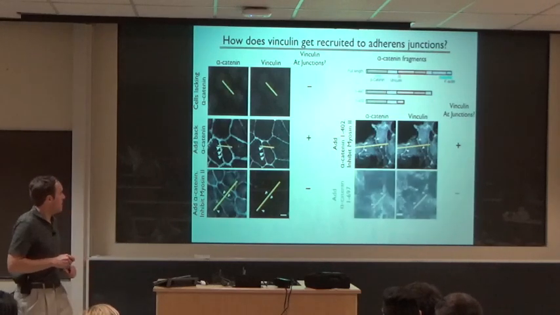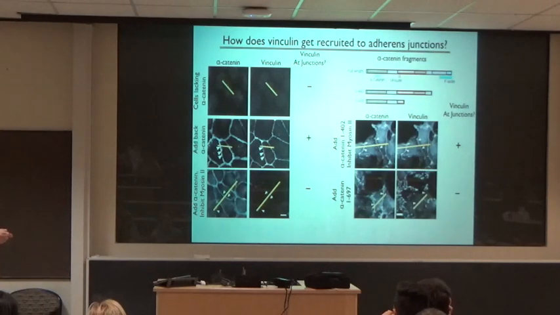The second experiment is to express this longer construct. So now we're going to express this whole piece, and this is hard to see because this construct makes the cells a little bit sick, and they look kind of blobby and weird, but the result is that this larger fragment of alpha-catenin cannot recruit vinculin to the junctions, even though we didn't inhibit myosin in these experiments. Okay?